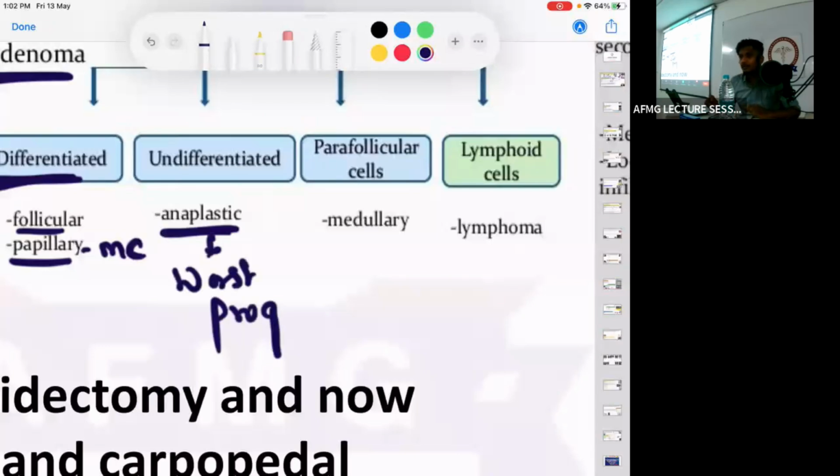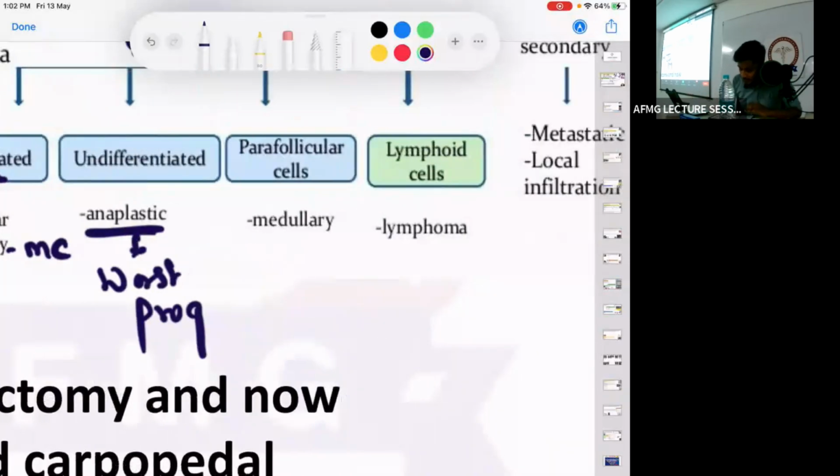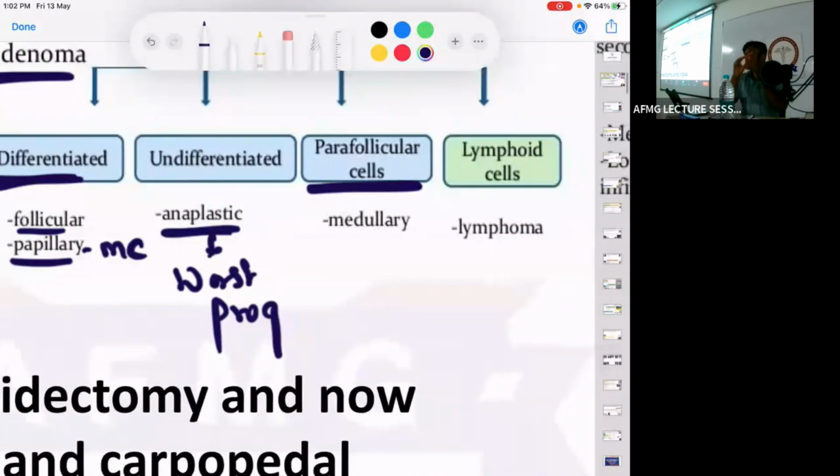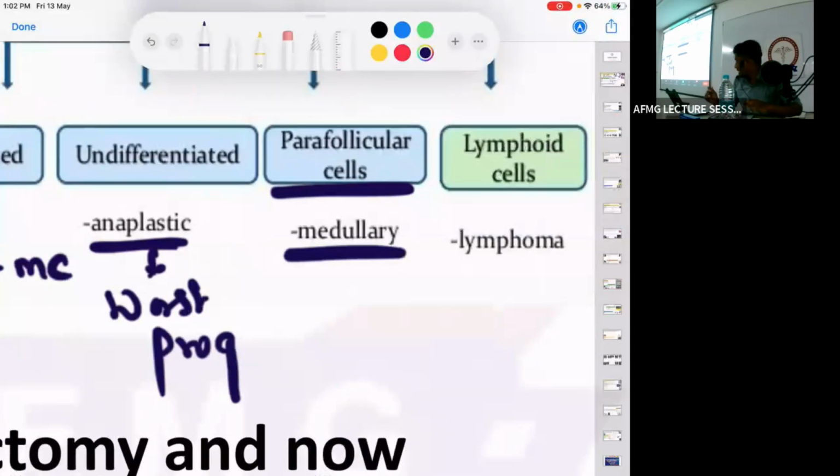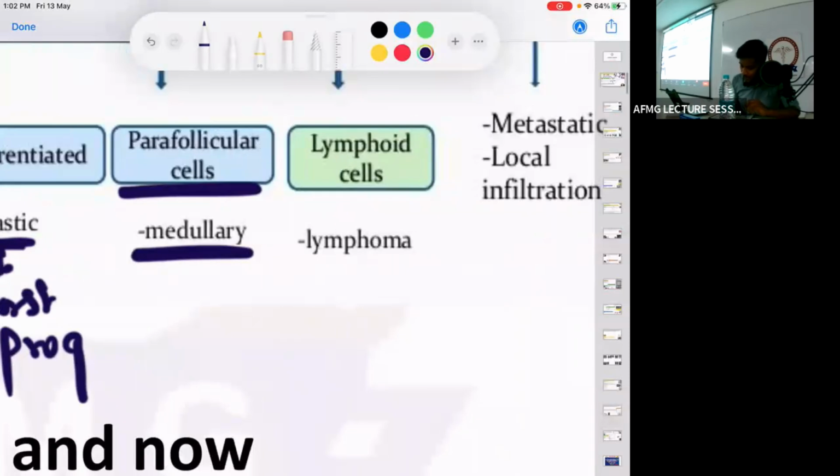And therefore anaplastic will have the worst prognosis. Which thyroid cancer has the worst prognosis? Anaplastic cancer. The tumor which arises from the parafollicular C cells: all of these others are arising from the thyroid follicles, but if it arises from the parafollicular C cells, it is called medullary thyroid cancer. If it arises from the lymphoid cells, it is called a lymphoma.